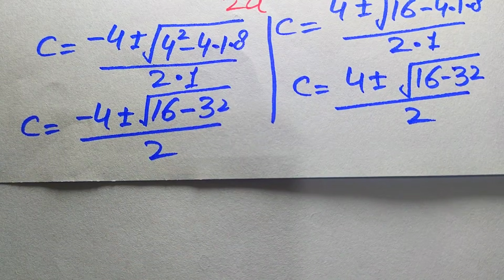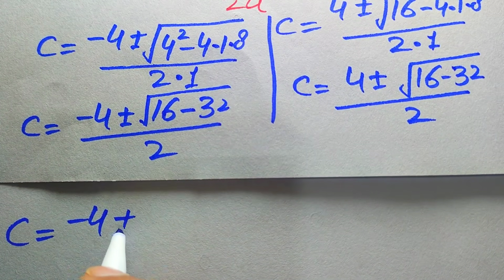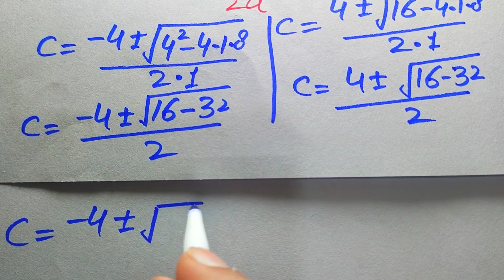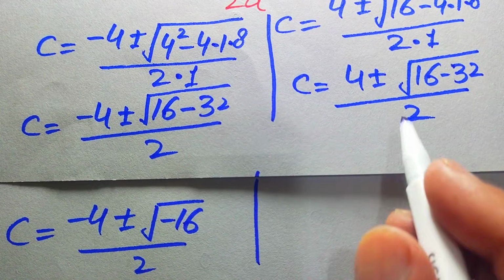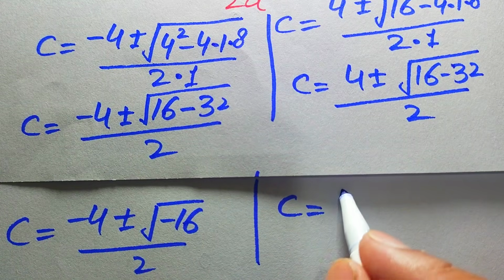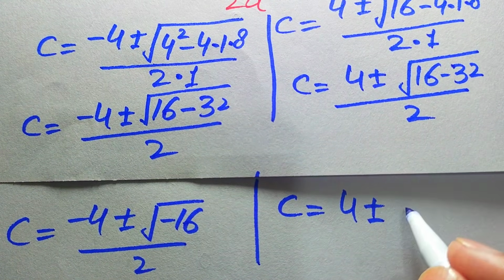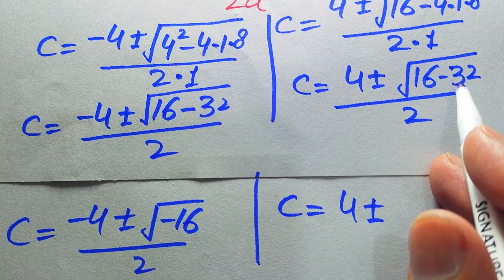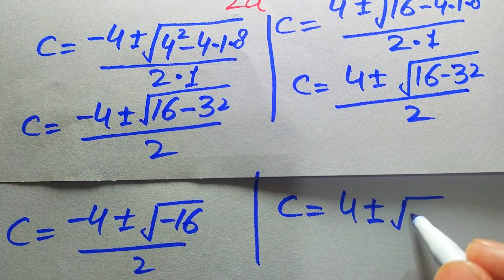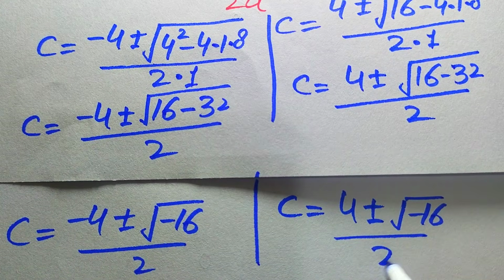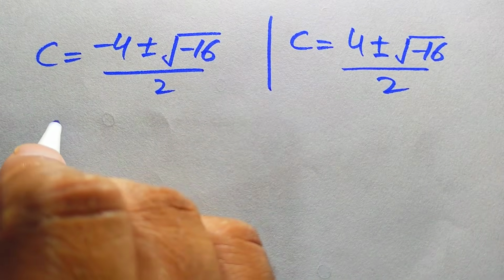So here we need more simplifications and we get c equals minus 4 plus minus, 16 minus 32 becomes minus 16, divided by 2. In the same pattern, from here we have c equals 4 plus minus, again 16 minus 32 becomes minus 16, and it is divided by 2. So here we need more simplification to get the values of c.